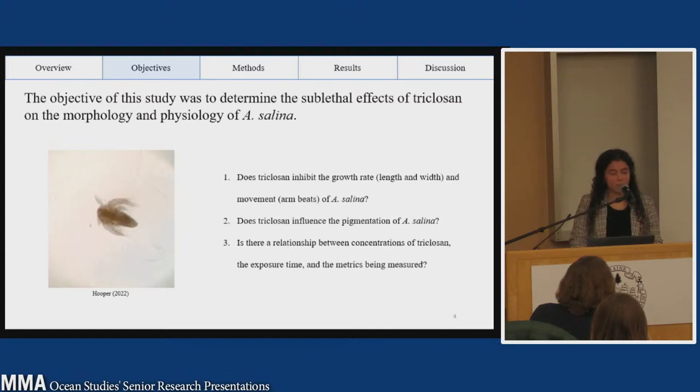So the objective of my study was to determine the sublethal effects of triclosan on the morphology and physiology of Artemia salina. The questions I aimed to answer were: does triclosan inhibit the growth rate and movement of A. salina? Does triclosan influence the pigmentation of A. salina? And is there a relationship between the concentrations of triclosan, the exposure time, and the four variables being measured?